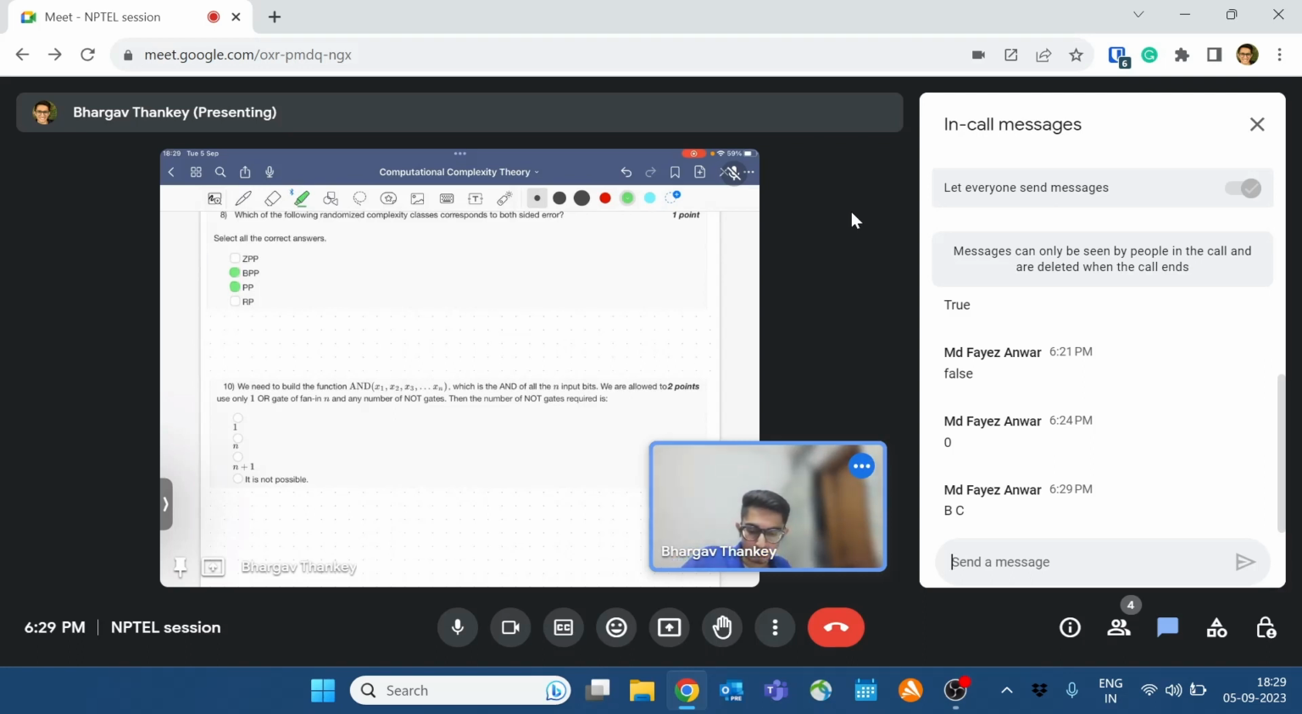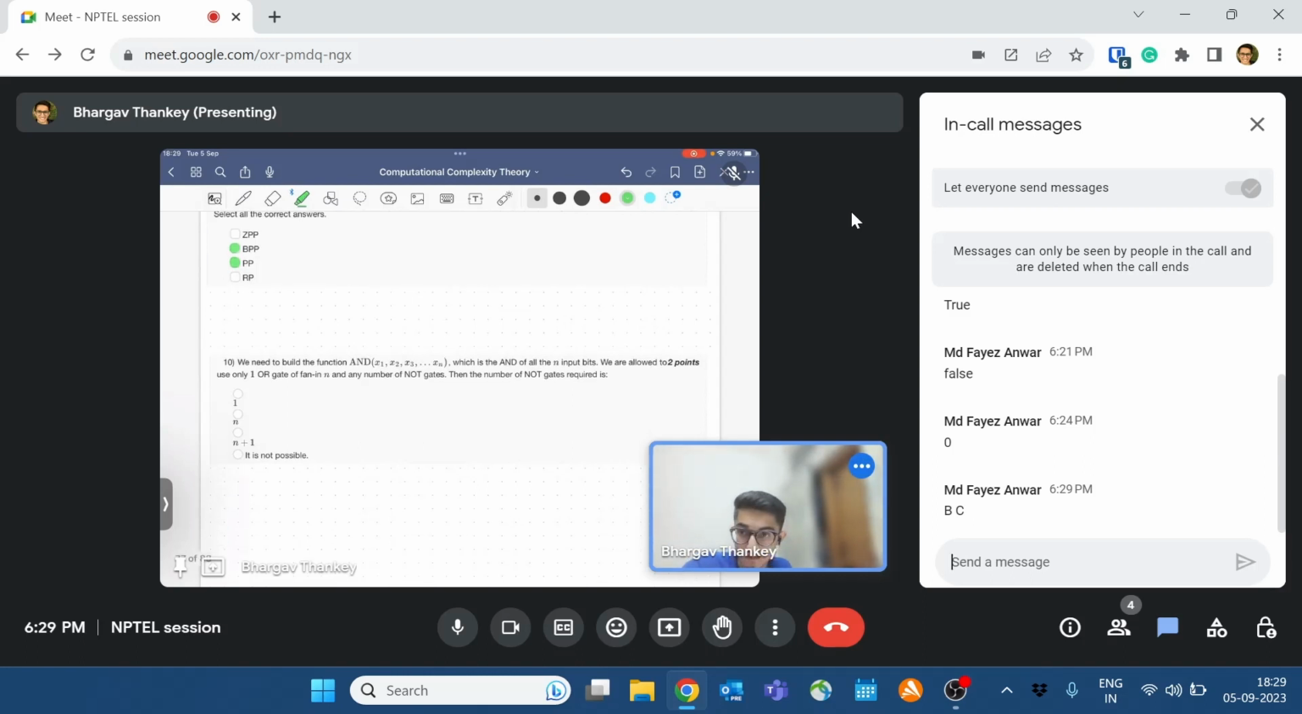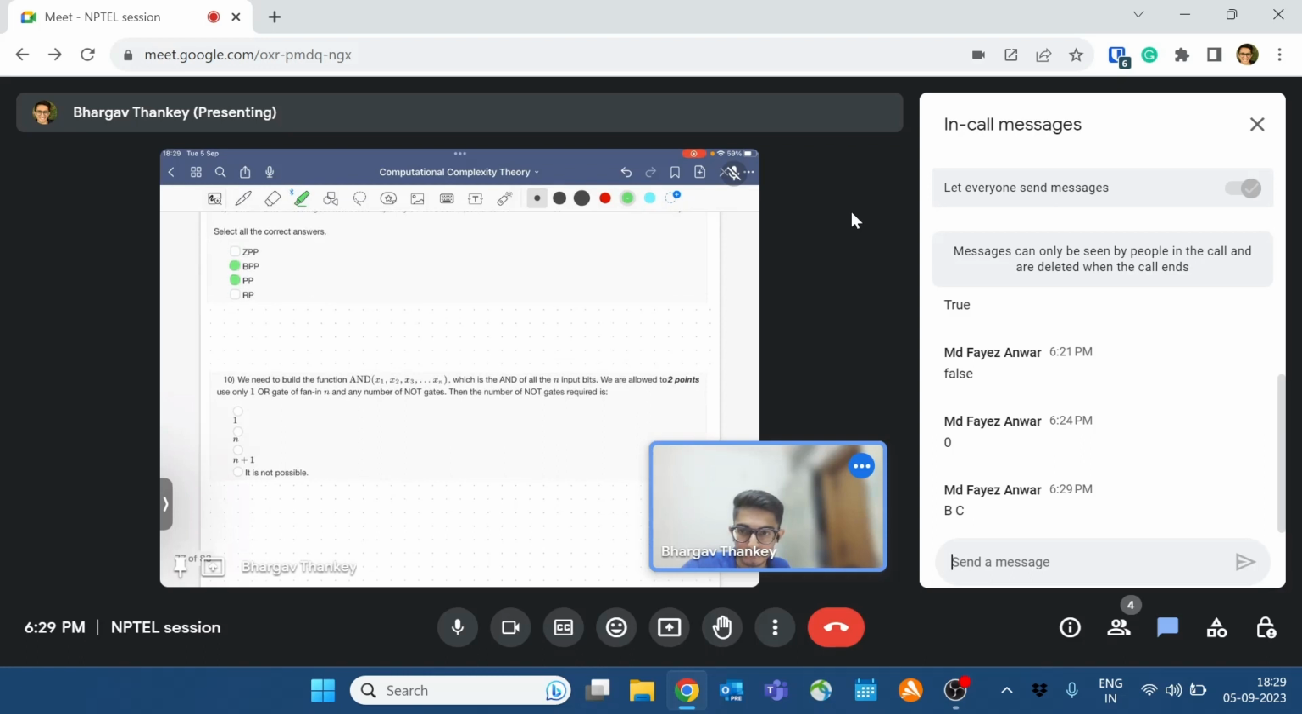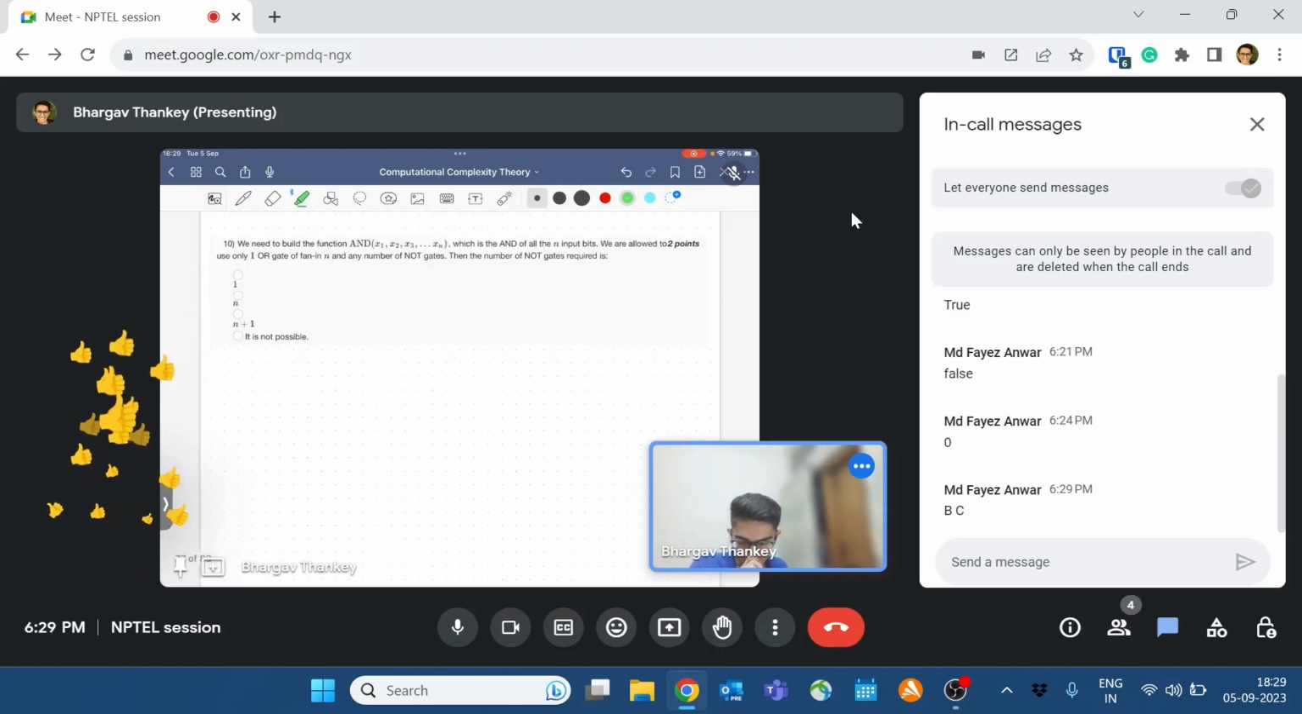Yeah, so in ZPP, there is no error. We keep on repeating the algorithm till we get the correct answer. And in RP, there is just one side. In particular, when something is not in the language, the RP algorithm would always reject it, right? So the error is just one-sided. So is this fine? Yeah. So then let's look at the next problem.